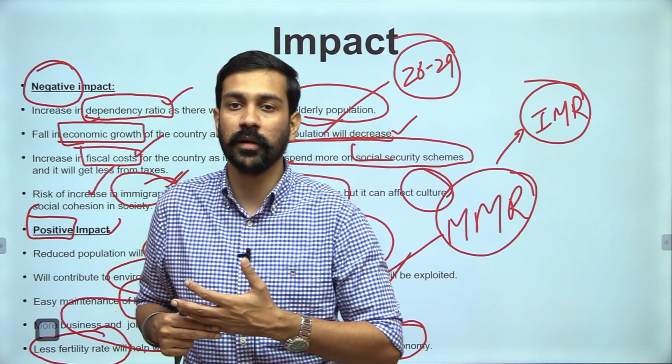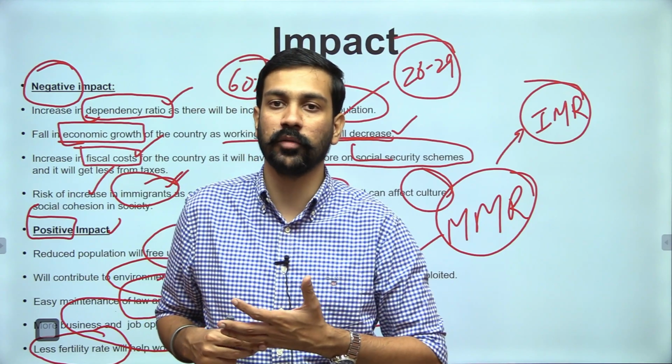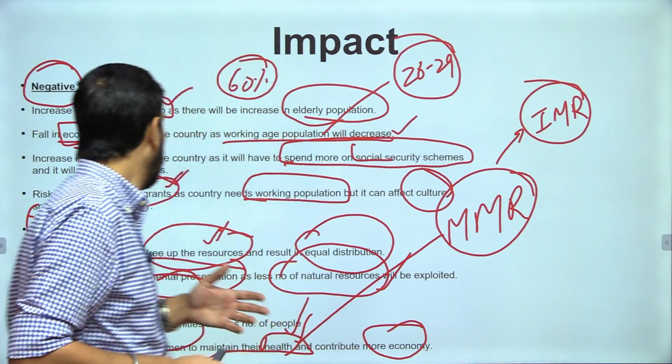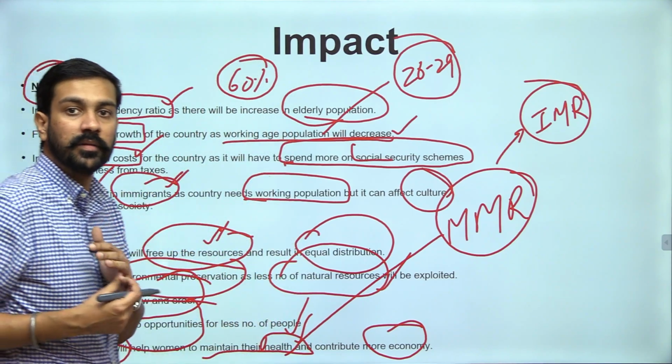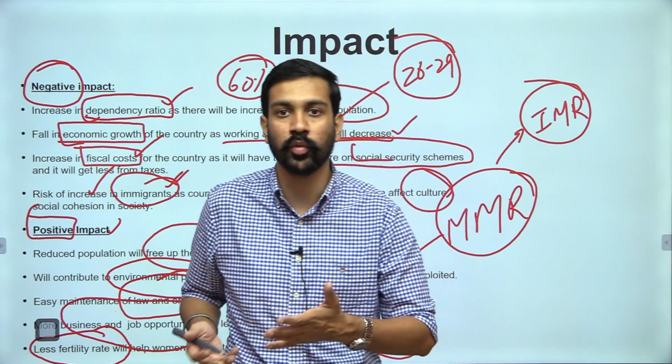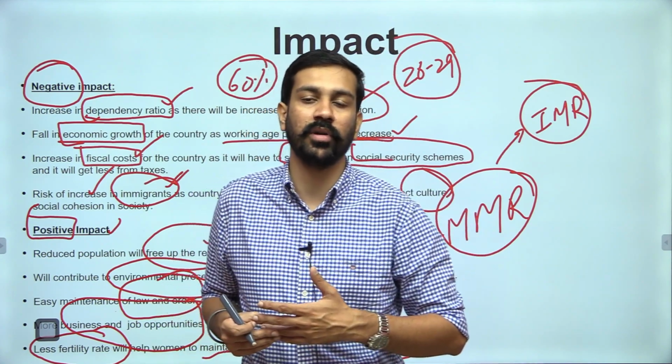Next one is that the government will have to spend more on social security schemes, due to which its fiscal cost will increase. And the last one is the risk of immigrants, because people from other countries will be willing to come and take the labor opportunities.